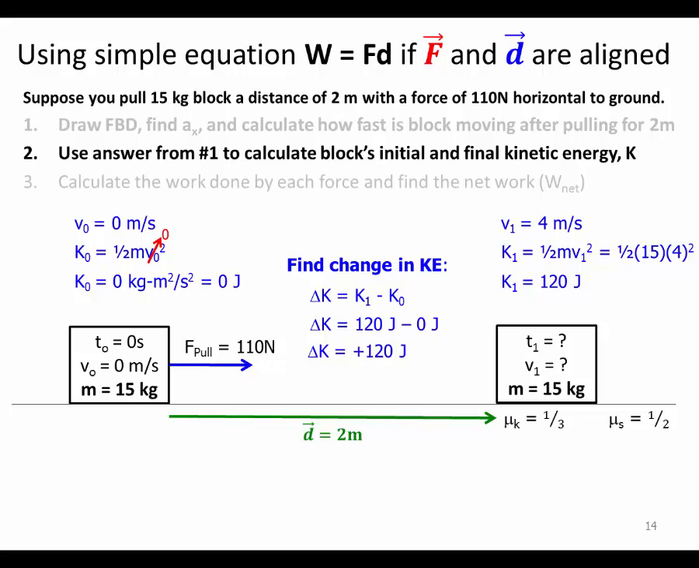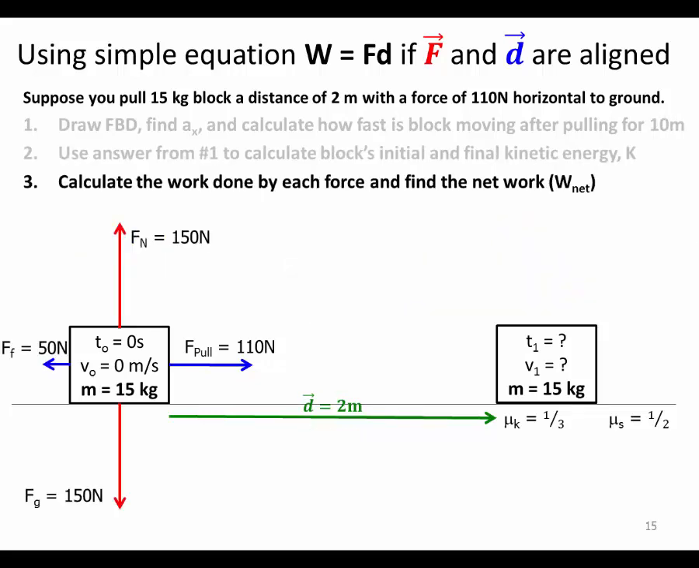Speaking of work, let's calculate how much work is done by each force on this box, and also let's calculate the net work. Now what we're going to do is use that free body diagram once again, because we'll need that to calculate the work done. We're going to use our simple formula, work equals force times distance, if our force and displacement vectors are aligned, and they are in some cases here.